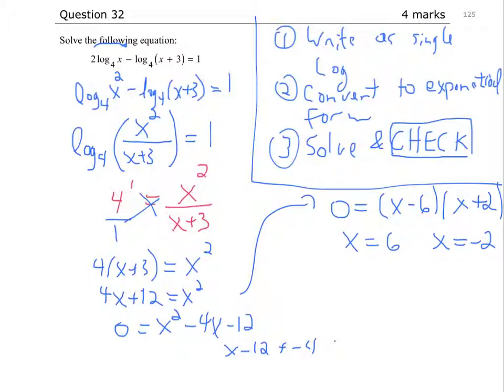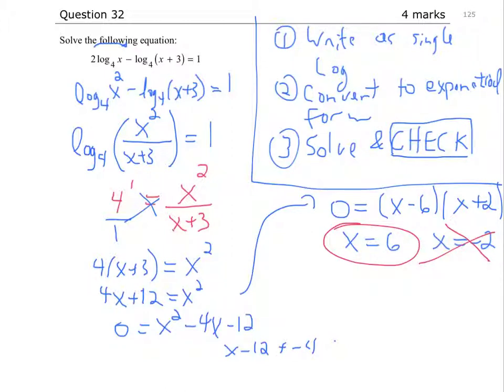Now the important part, the check. Let's see if these work. So always check your solutions in the original. So if I substitute a 6 in my original, I could find a log base 4 of 6, and I could find a log base 4 of 6 plus 3, which is 9. So that would be fine. The negative 2, I cannot find a log base 4 of negative 2. So this value we don't want. So cross it out, and the only solution is x equals 6.